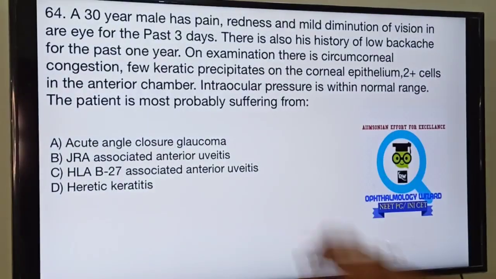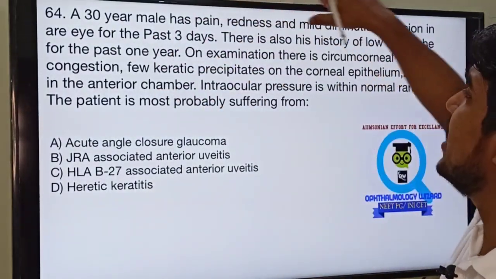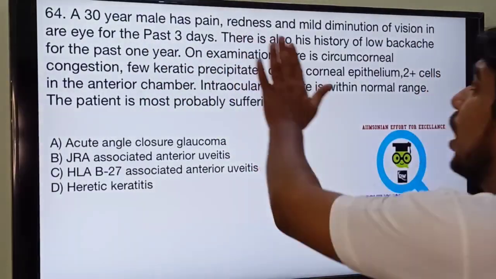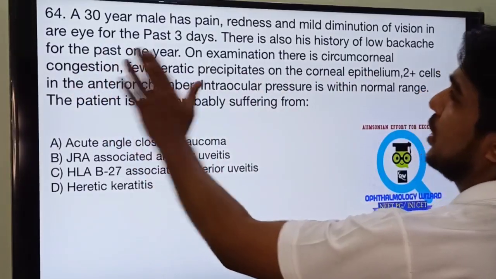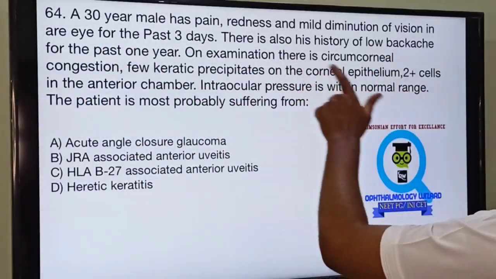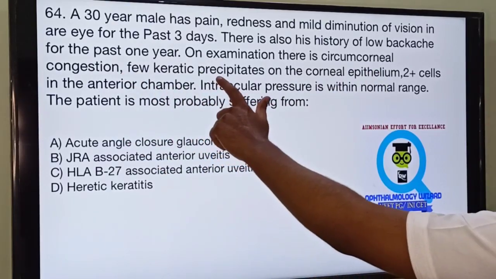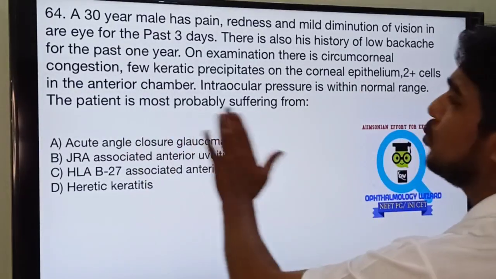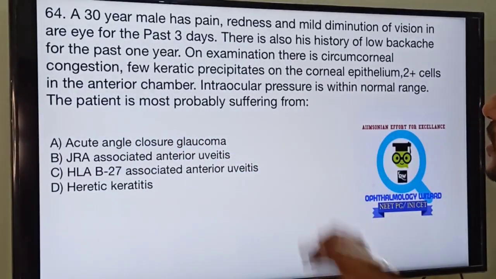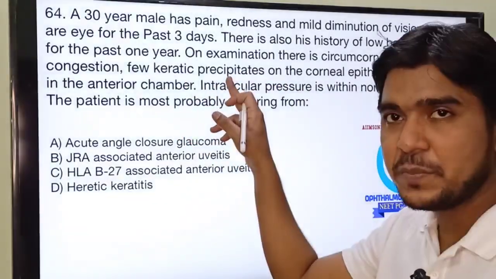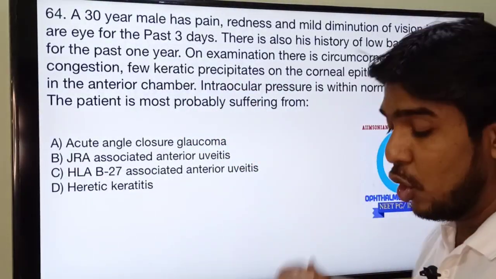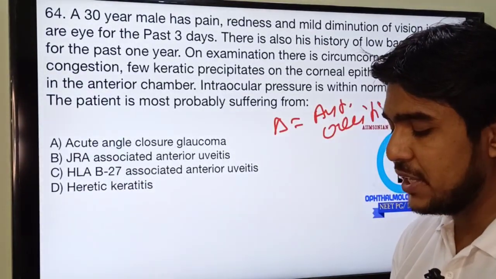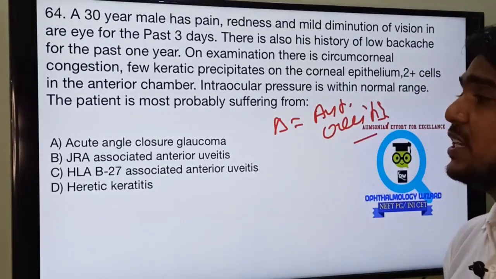Now a 30-year-old male has pain, redness and mild diminution of vision for the past 3 days. Only 3 days history. Also low backache for the past 1 year. On examination, there is circumcorneal congestion, few keratic precipitates, 2 plus anterior chamber cells, intraocular pressure is normal. The patient is most probably suffering from? Keratic precipitates are present, cells are present, obviously the diagnosis is anterior uveitis, right? Then what is the answer?